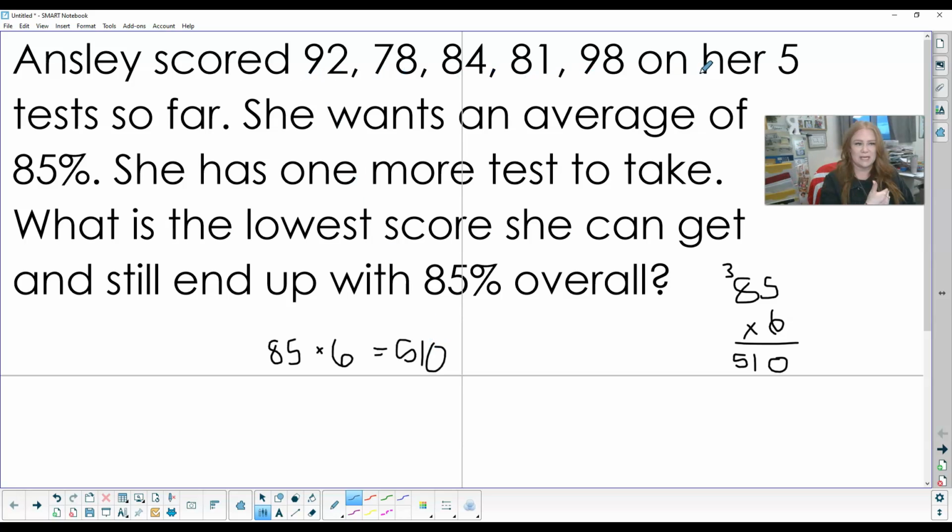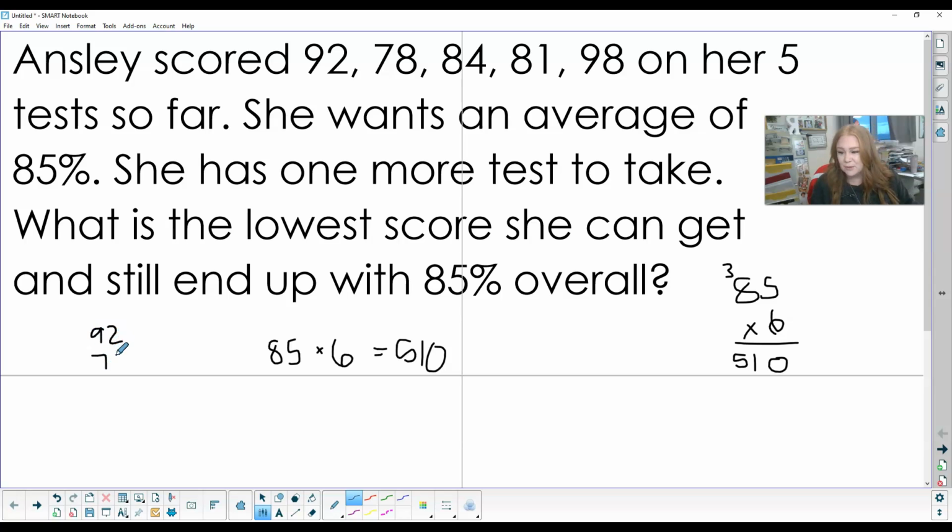So I'm going to see how much she already has. I know she needs 510 points because there's going to be 6 tests, right? The mean is just fair sharing everything. So if I rearrange these all, giving some of these to this one to make them both 85, this one's a little lower, right? So let's see what we have.